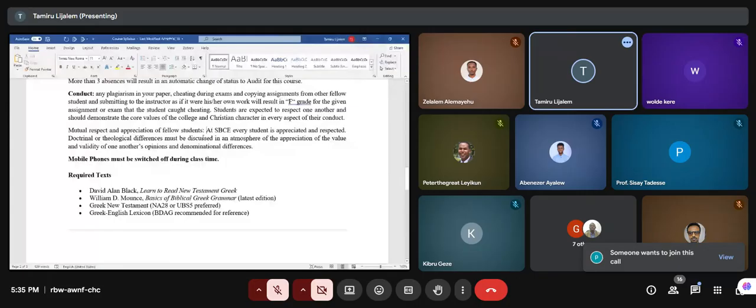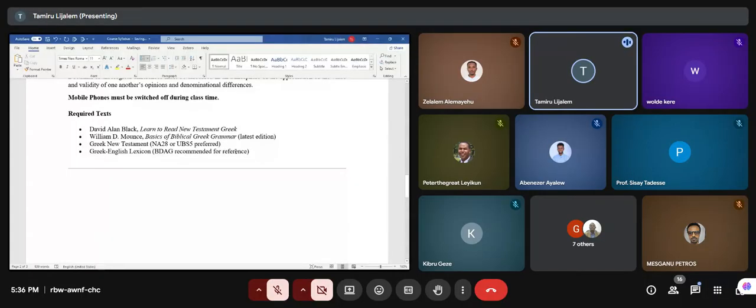Betty, fifth edition. These are preferred Greek New Testament books. Greek-English Lexicon, BDAG, recommended for reference. This is all about the course syllabus.